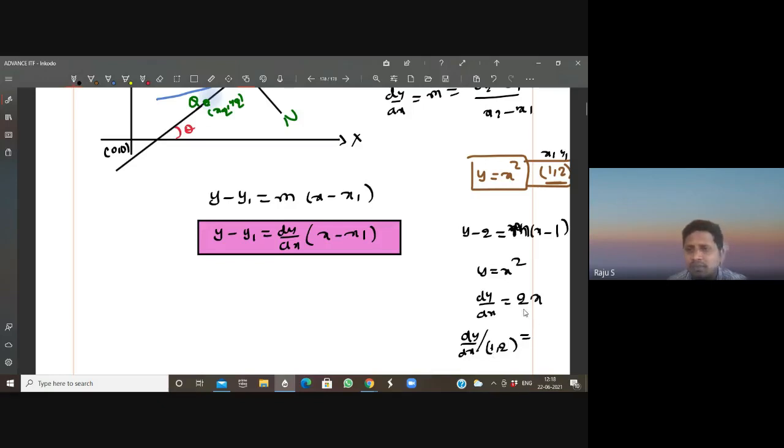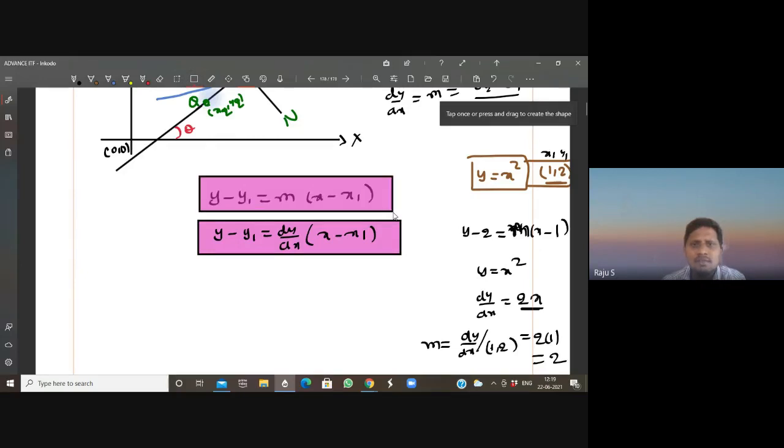Substitute x1 in place of x and y2 in place of y. We have only 2x, so 2 into 1 is equal to 2. This is dy by dx, nothing but m. So very simple, students. If they give any point and ask for the tangent equation which is passing through the point x1, y1, it is given by this formula, or you can remember this formula.